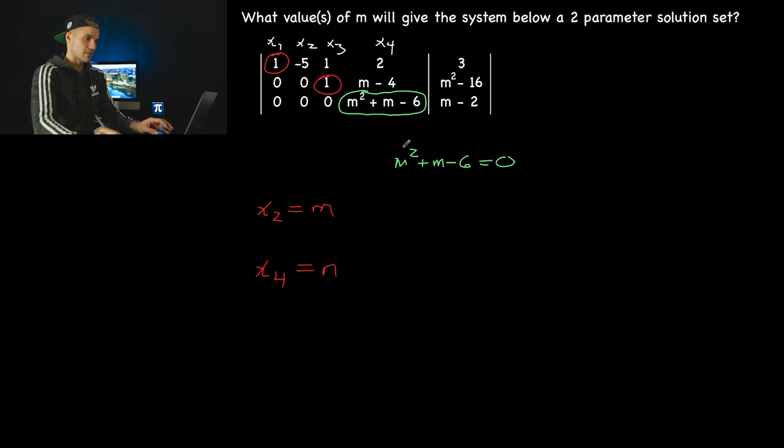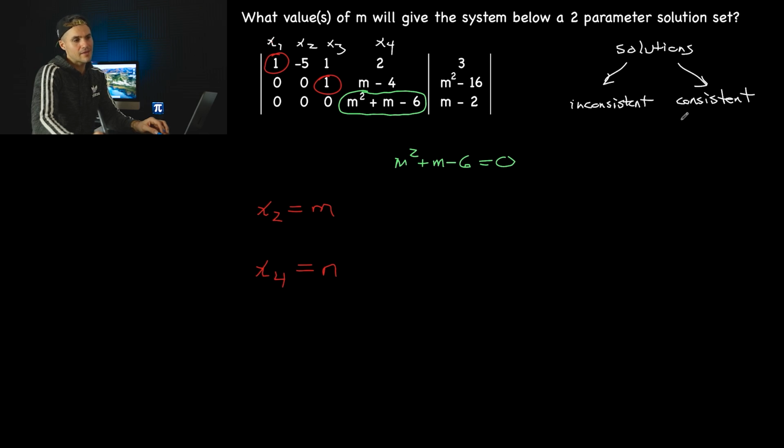Now, here's the thing though. This term also has to equal 0. Now, why is that? If you remember, and I've gone through this in previous videos, there's basically two types of solutions. We can have an inconsistent solution, and we can have a consistent solution. And then for consistent, we could have a dependent solution or an independent solution.